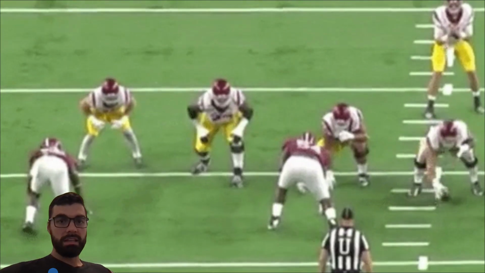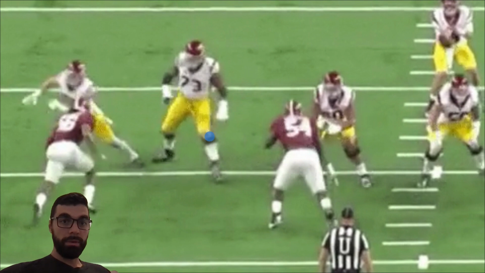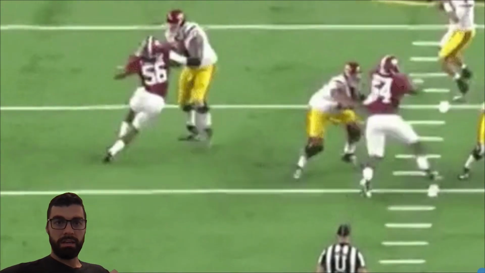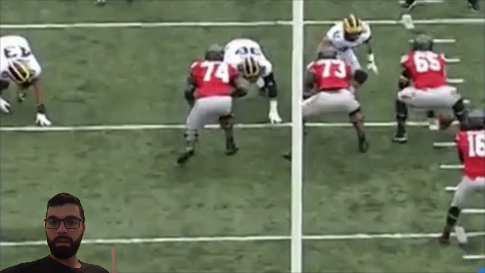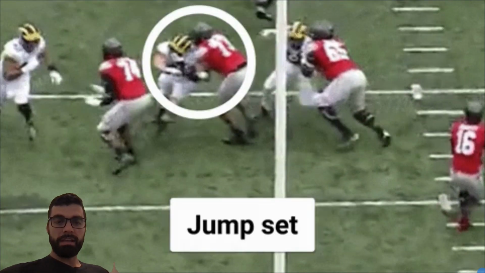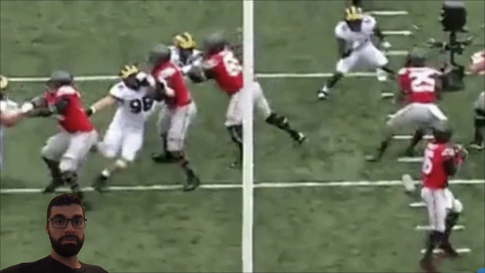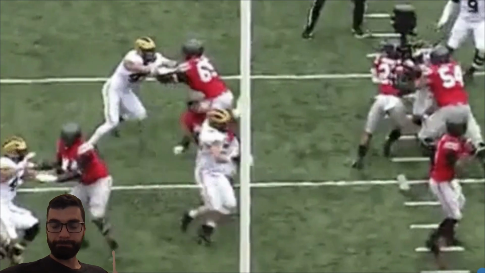Second set is an angle set where they're going to be coming out at a 45-degree angle and really looking to cut off your rush path. You can see it here, angle set, bam. And then third set is a jump set. This is a blocker who's trying to get his hands on you as quickly as possible and stop your momentum at the line of scrimmage. So that's the jump set.